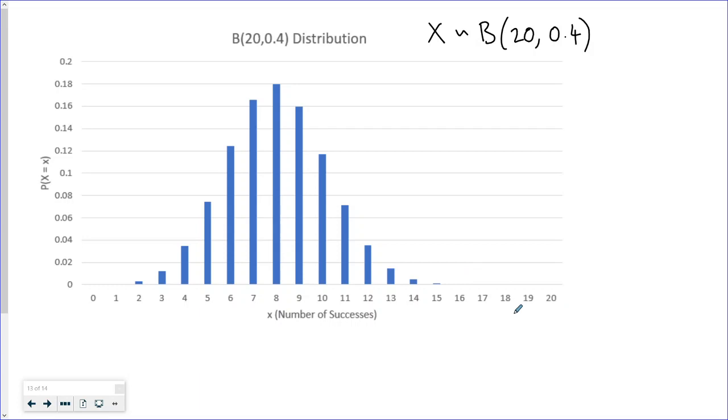And also it's worth noting that these bars don't show up. That's because these are just really, really small probabilities. So for example, the probability of x being 20, that's all of the trials being successes, has a probability of 0.4 to the power of 20, because it'd be success times success 20 times. And that's a really, really small probability, 0.4 to the power of 20.